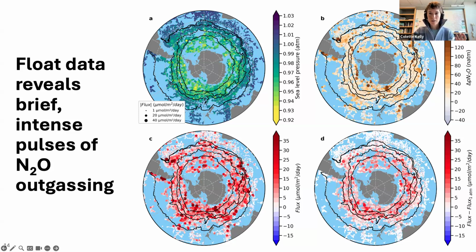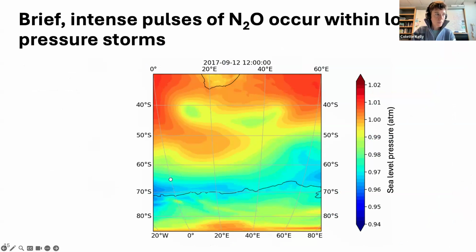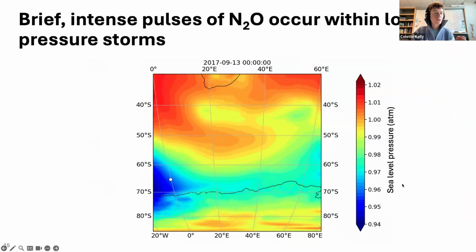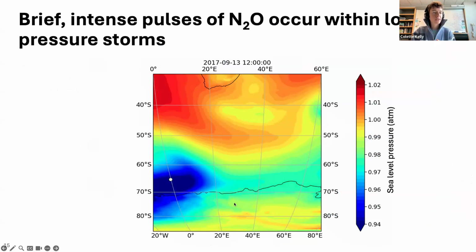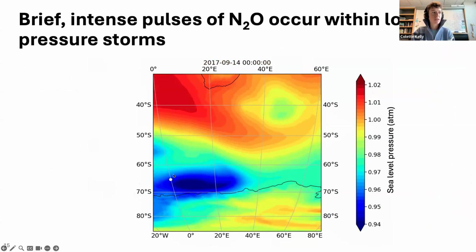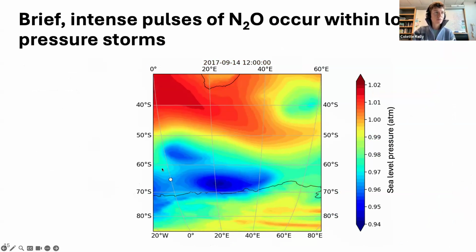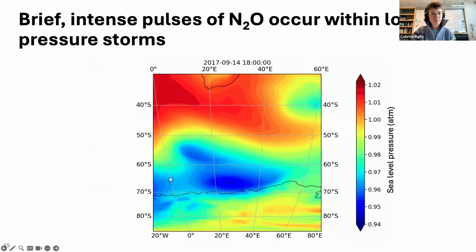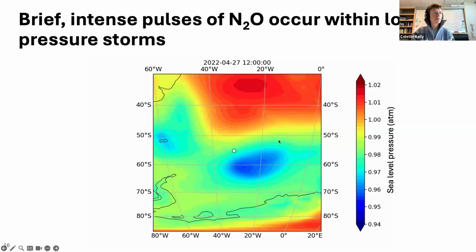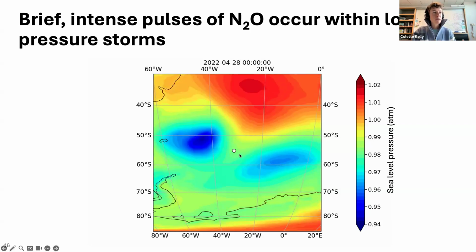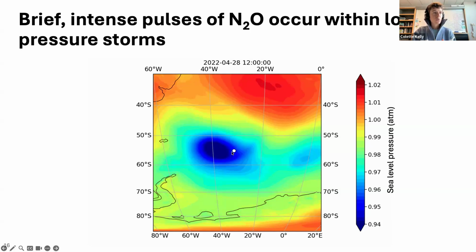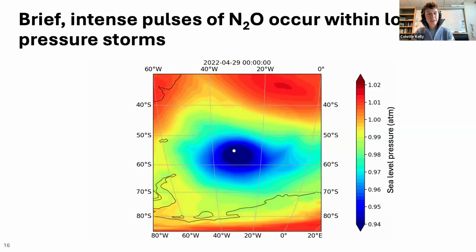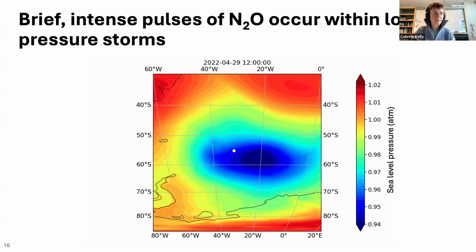And this is because with the float data, we're capturing fluxes that are happening in the center of low pressure storms. So here I'm showing just one of these low pressure extratropical cyclones moving over the location where we have a float profile. Here's another example of this. And whenever we saw this happen, we saw a really intense air-sea disequilibrium of nitrous oxide and thus really high fluxes.